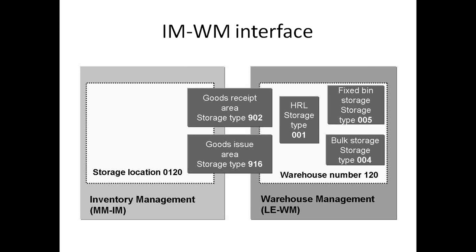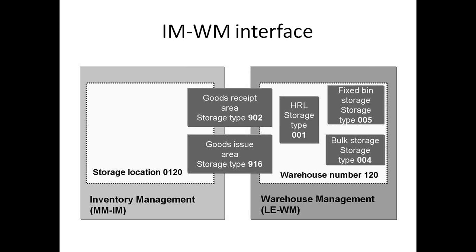Okay. Perfectly. Actually, I understood it physically, the physical concept I understood. I was trying to understand this from the technical point of view: at what configuration is movement type 101 linked to storage type 902, so that when I'm doing a goods receipt, it automatically places the goods into storage type 902?